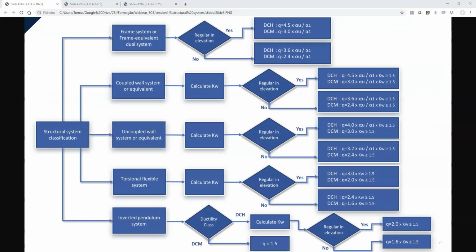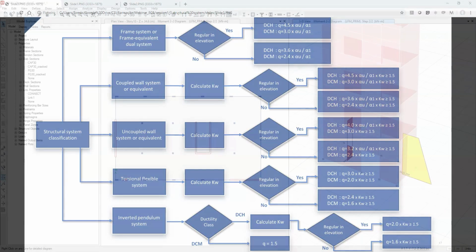To finalize this part, we have now discovered the two main paths of our flowchart. In the y direction, we know it is a coupled wall system, and in the x direction, we know it is an uncoupled wall system, normal walls. In the next steps, we will calculate other factors, such as kW and other important aspects like regularity and elevation, which we will see shortly.